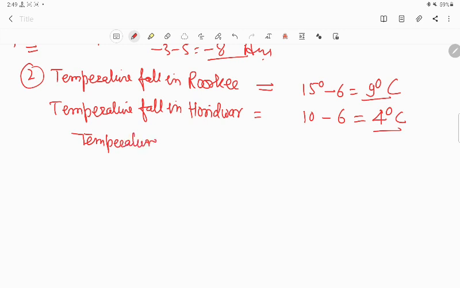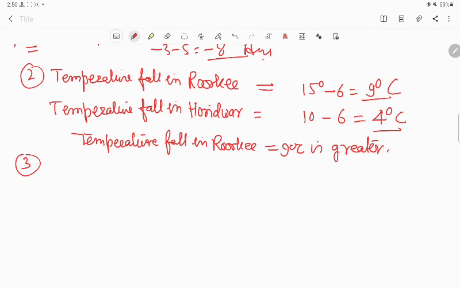Temperature fall in Roorkee is equal to 9 degrees centigrade. It is asking which is greater, that is the greater.